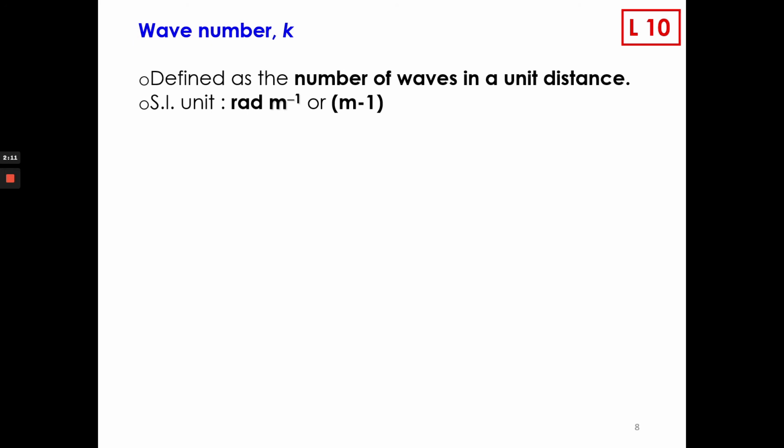Okay, wave number is defined as the number of waves in a unit distance, and the SI unit for wave number is radian per meter or per meter. Formula to calculate k equals 2 pi over lambda.